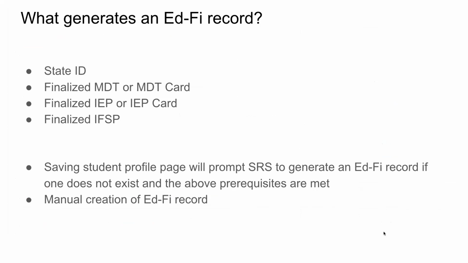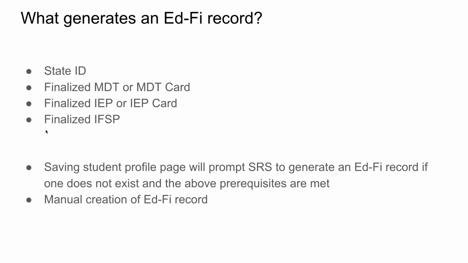So a lot of these things happen automatically, and this is what prompts the SRS system to generate an EdFi record. As long as the student has their state ID entered, has a finalized MDT on file, and then a finalized special ed record, whether it's an IEP, an IFSP, or a data card. Once you have these three things, SRS will automatically generate an EdFi record for the students.